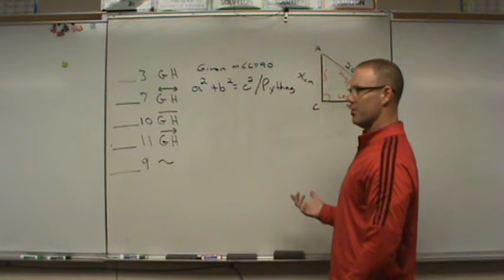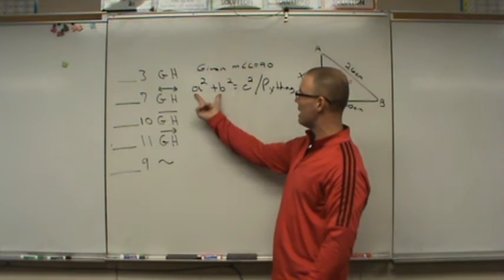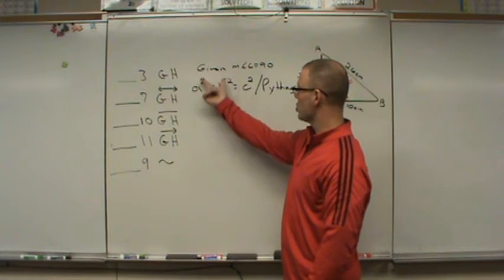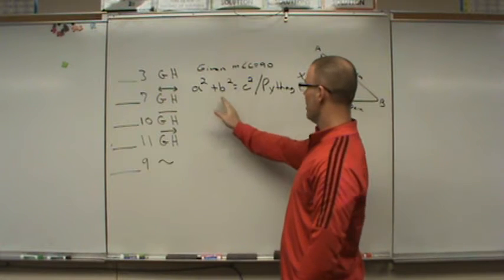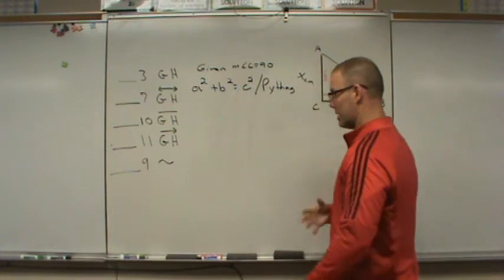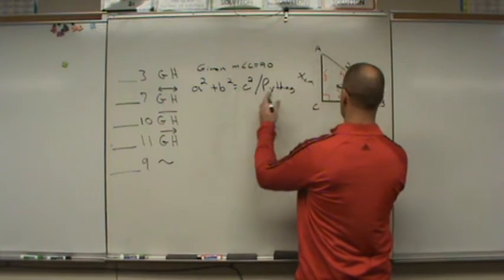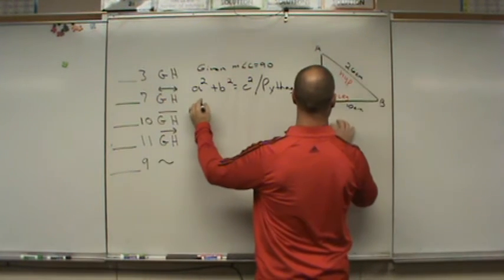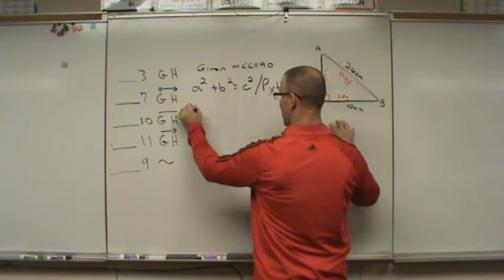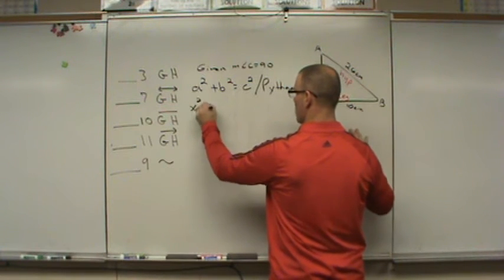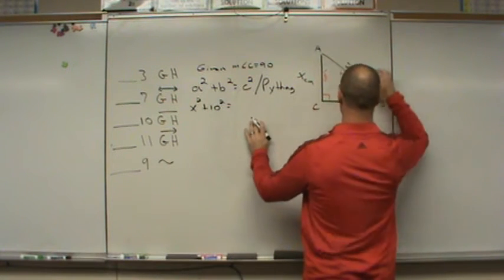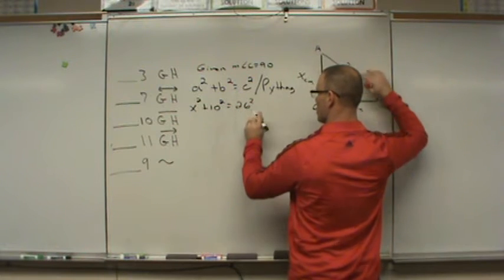The Pythagorean theorem itself states that if I take the two legs of a triangle and I square them and add them together, that is equal to the hypotenuse squared. That's what the Pythagorean theorem is. So we're just going to go ahead and do this. The first thing I'm going to do is substitute. Legs are A and B. So x squared plus 10 squared is equal to the hypotenuse, or 26 squared.